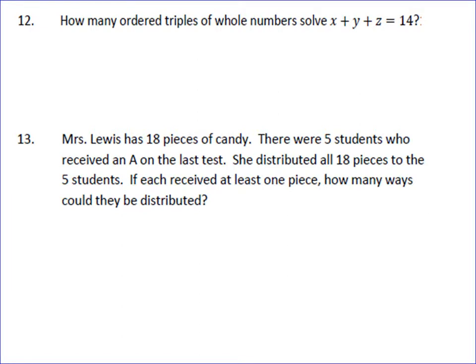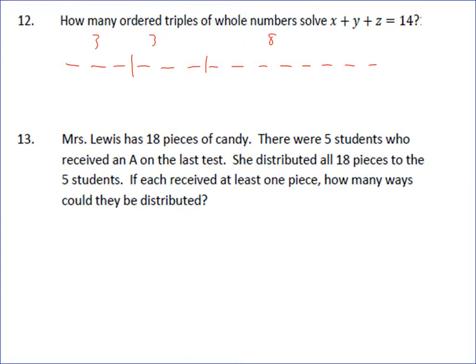How many ordered triples of whole numbers solve x plus y plus z equals 14? Well, because we said whole numbers, that means 0 is a possibility. Remember, we think about this problem as put 14 slots, and then we're going to go through and pick of the gaps in between the slots. We need to pick 2 of them to give us 3 different numbers. Like for instance, if we pick this one and this one, that would give us 3, 3, and then 8.